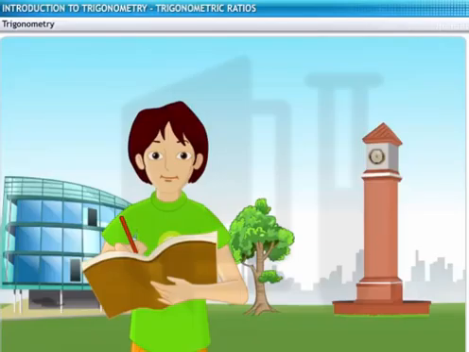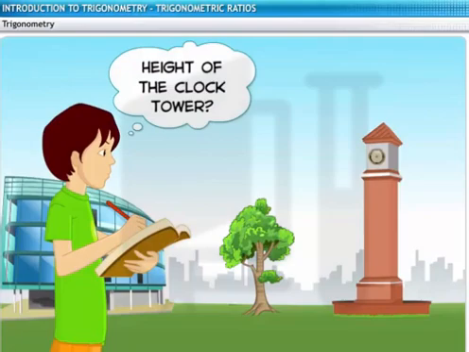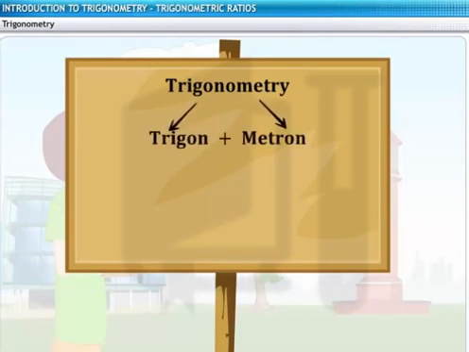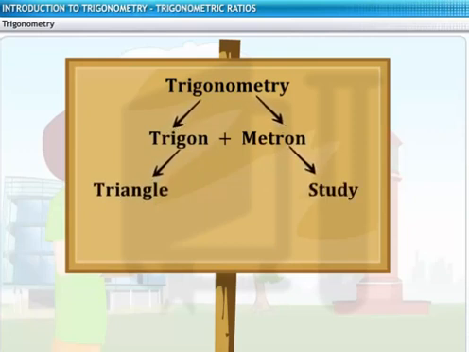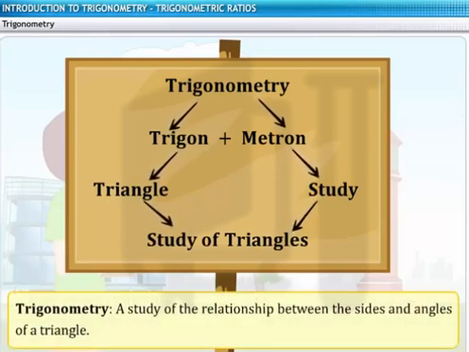Here's Jack. He has been given a unique problem in his math activity class. He has to find the height of the clock tower in the campus of his school. Tough job. Actually, there is a branch of mathematics called trigonometry, which can be applied to solve Jack's problem. The word trigonometry is derived from ancient Greek words, which mean study of triangles. Trigonometry is the study of how the sides and angles of a triangle are related to each other.